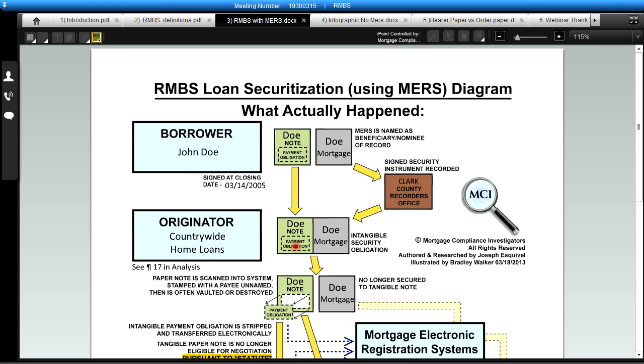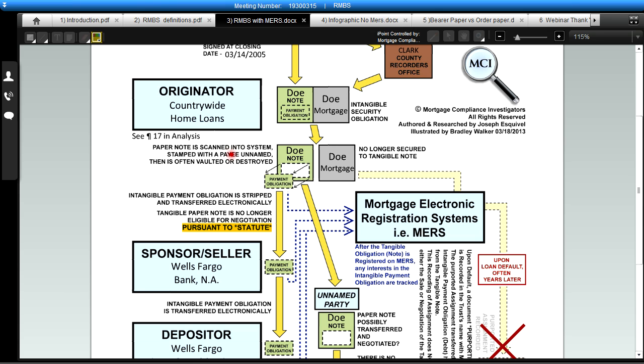Okay, so what happens is from the county recorder's office, they send it back to Countrywide. Within 24 to 48 hours after Countrywide gets the documents, the paper note is scanned into the system and it's stamped with a payee unnamed. And then it's often vaulted or destroyed. At the same time, the Doe mortgage is also sent to the vault.